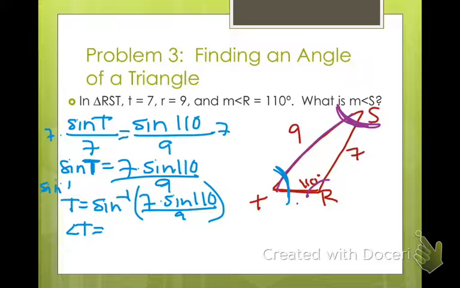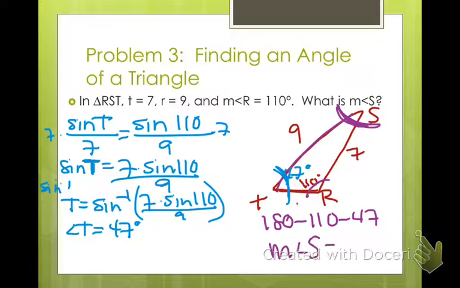Well, the measure of angle T equals 47 degrees. So if T is 47 degrees, can we find out what the leftover is for our angle S? Well, we know there are 180 degrees in a triangle. We used 110 for angle R. We just used 47 degrees for angle T. So that leaves us with the measure of angle S is equal to 23 degrees.